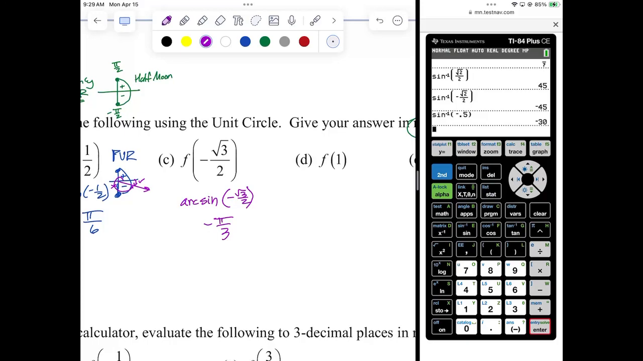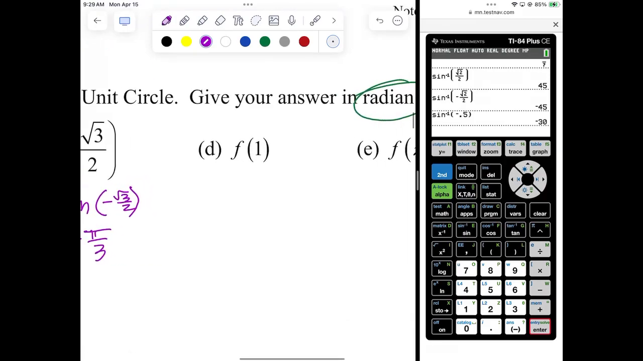What's sine of 5 pi thirds? Negative square root of 3/2. Sine of 5 pi thirds is negative square root of 3/2. But what's the inverse sine of negative square root of 3/2? It's just negative pi thirds. We get there directly. Okay, cool.